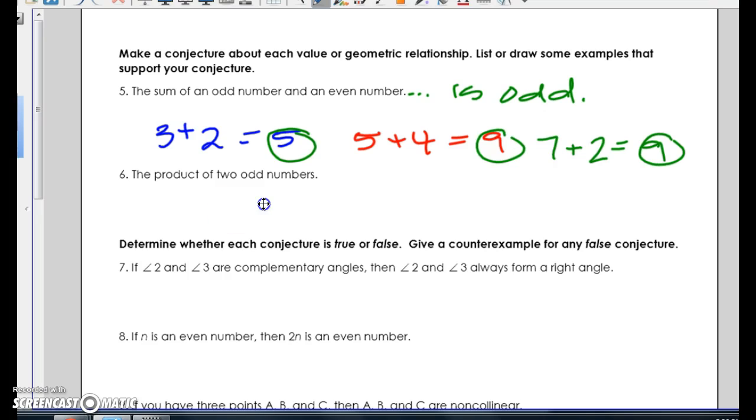The product of two odd numbers. So again, let's try some examples. 3 times 3. Well, 3 times 3 is 9. Let's try some more odd numbers. Let's do 3 times 5. 3 times 5 is 15.